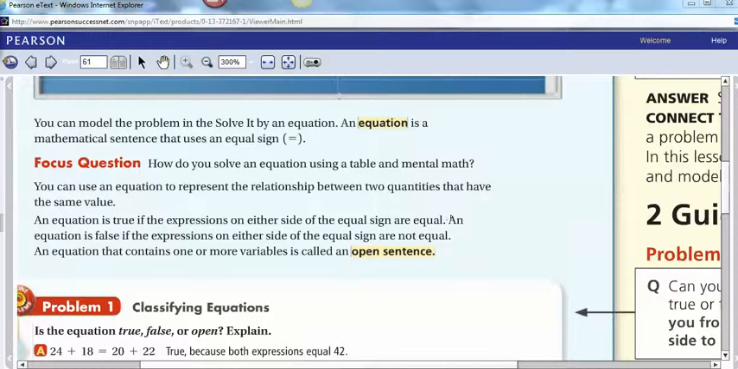So an example of another true one would be 2 plus 5 equals, that's 7, 2 plus 5 equals 3 plus 4. This is a true equation, isn't it? Because this side is equal to this side. Okay?